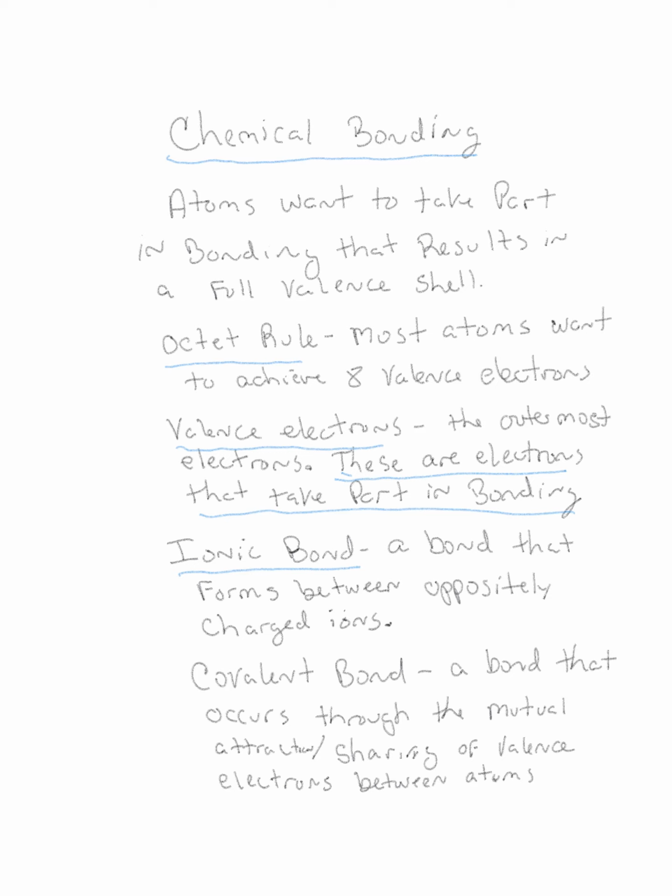When we do that, atoms that lose an electron have a positive charge, and atoms that gain electrons have a negative charge. The result is two oppositely charged ions, a cation and an anion, and they're attracted together and held together. That's an ionic bond. A covalent bond, on the other hand, is a bond that occurs between atoms where there's a mutual attraction or sharing of valence electrons between the atoms.